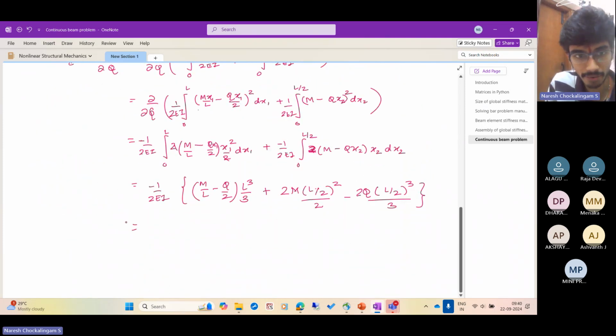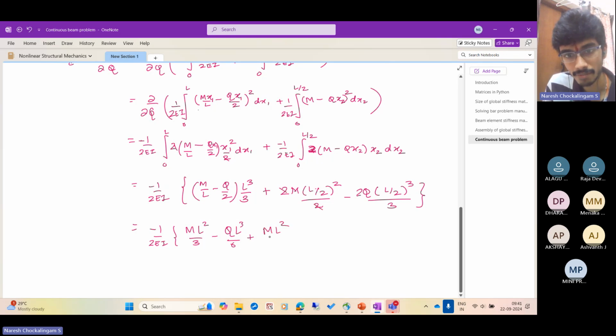Okay, so it is minus 1 by 2 EI times mL square by 3 minus QL cube by 6 plus, here the 2 gets cancelled, so you get plus mL square by 4. Then here you get an 8, so it is minus QL cube by 12. So this is the displacement of the point C, and it is a function of both m and q.